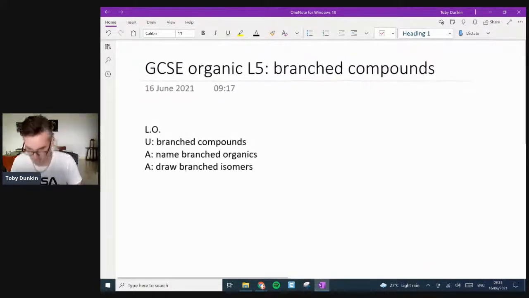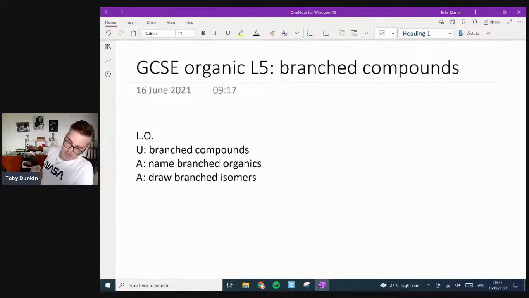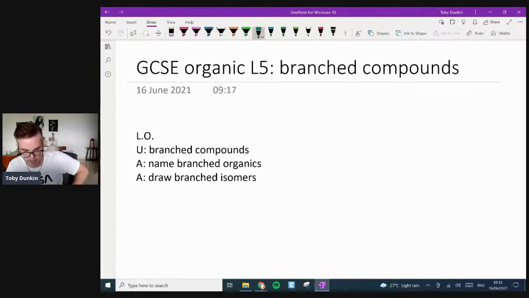Right, so 3 learning objectives today, folks. Our title is branched compounds. Number 1, understand what is meant by a branched compound. Nice and easy. Next, be able to name branched compounds and be able to draw branched organics. You've noticed the variety of different words here. I could have just swapped in organic for the word compound, but I realized I was being quite repetitive in my learning objectives. So: name branched organic compounds, and be able to draw branched isomers.